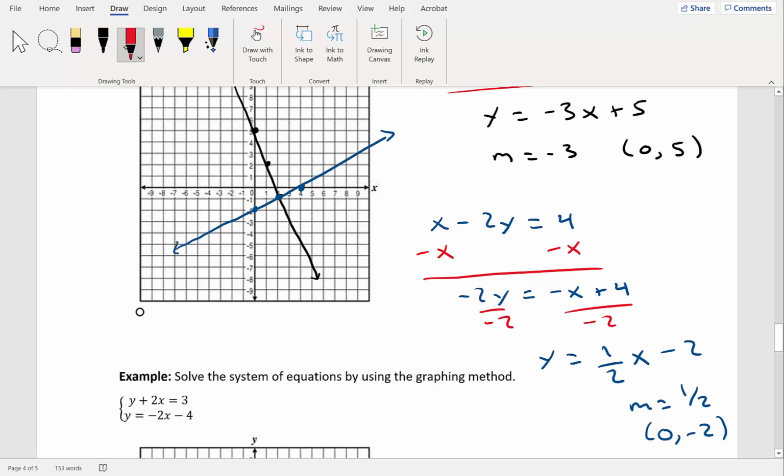Now the point of intersection is right over here, which is our solution to this problem. So let's read off that ordered pair. It's 2, negative 1. This is our solution. Remember, always double check to make sure that is the actual solution.